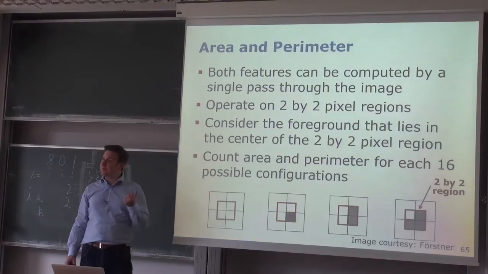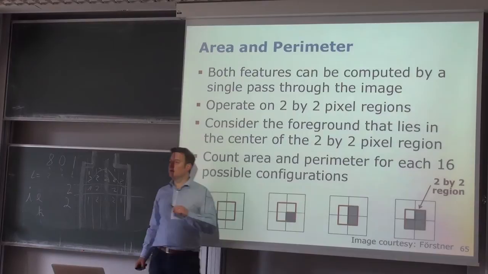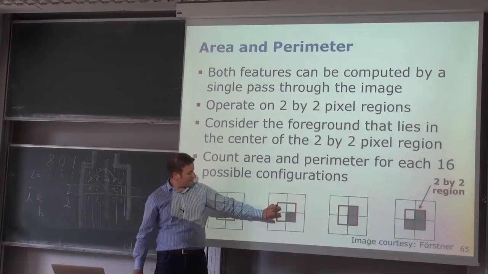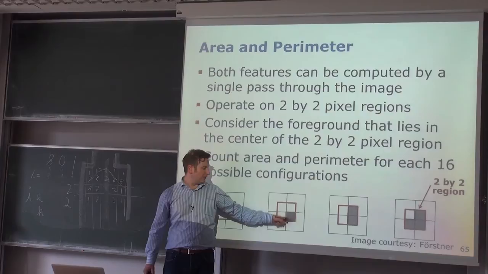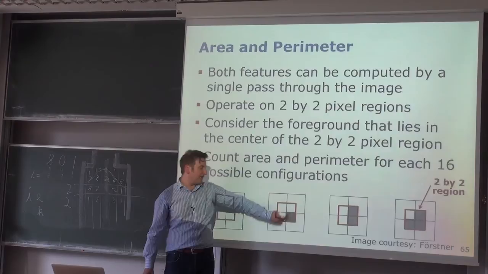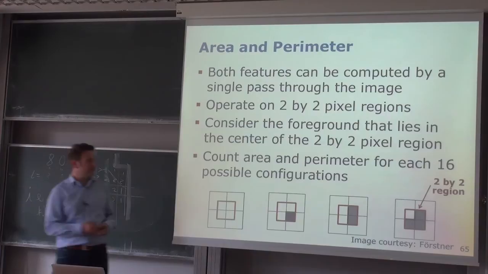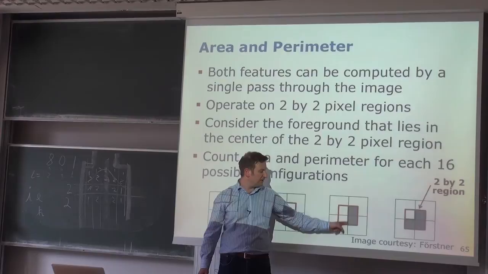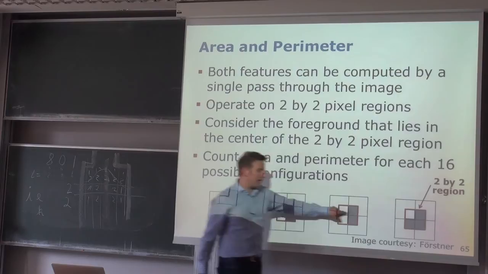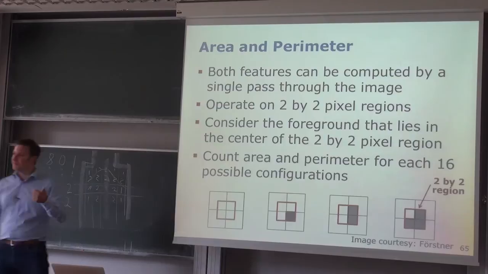There are different things that can happen. For example, these two could be white and this one could be black, so foreground and background. In this case, as we slide this over my image, the perimeter in this area is 1, half a pixel plus half a pixel. And the area within this red box is a quarter pixel. In this other situation, the area is 0.5, and here I have a border which is 0.5 plus 0.5, so equals 1. So for all of those situations that I can have, I have a certain number of borders and a certain amount of area that I need to add.